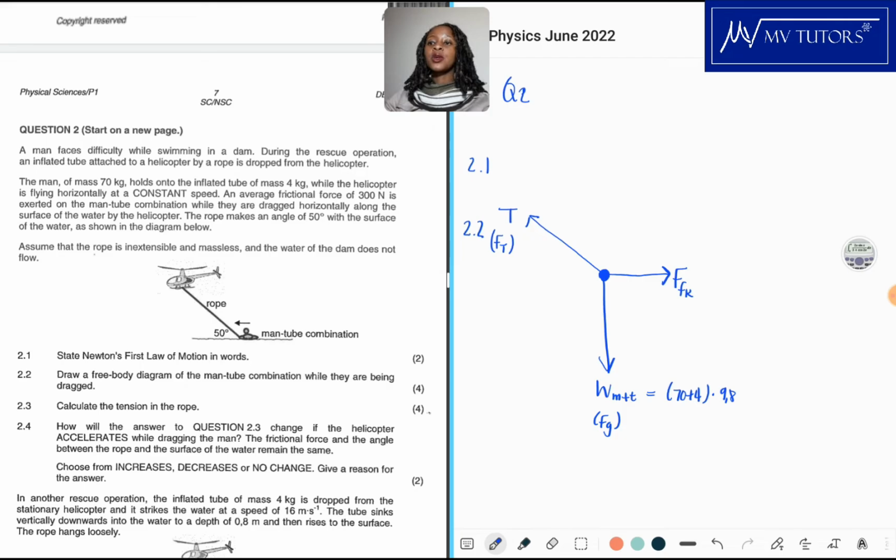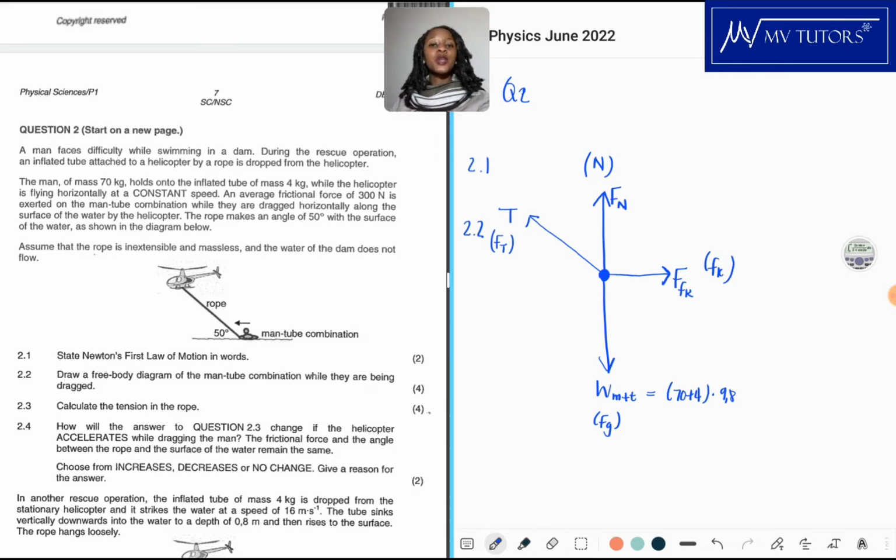And then, because the man and the tube, the man-tube combination, is in contact with the water, there'll be a force from the water, and therefore we need to have the normal force. If there was no contact at all, then we wouldn't have the normal force. So I would put the normal force there. Even here, I don't know if you put Fn or you just put N. And here, do you just put FK? It's really up to you.